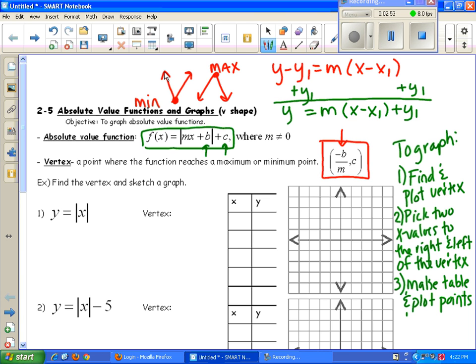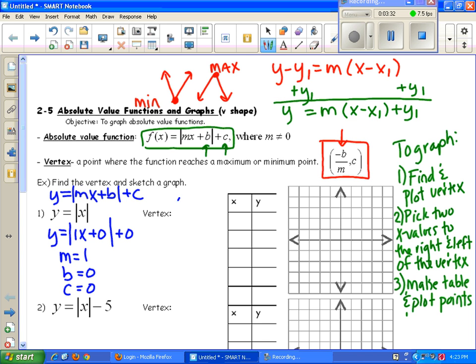So step 1, I'm going to come over here and look at my equation. I have y equals the absolute value of x. So I'm going to find and then plot the vertex. Remember our equations, y equals the absolute value of mx plus b, close absolute value bars, plus c. In this equation, notice that there's nothing in front of the x. So if there's nothing in front of the x, remember, it's just 1 x, there's no b value, so really it's plus 0, and then there's no c, so plus 0. So my m in this case is equal to 1, my b is equal to 0, and my c is equal to 0.